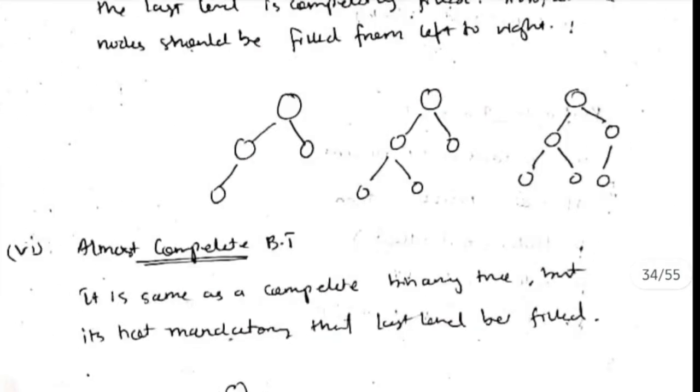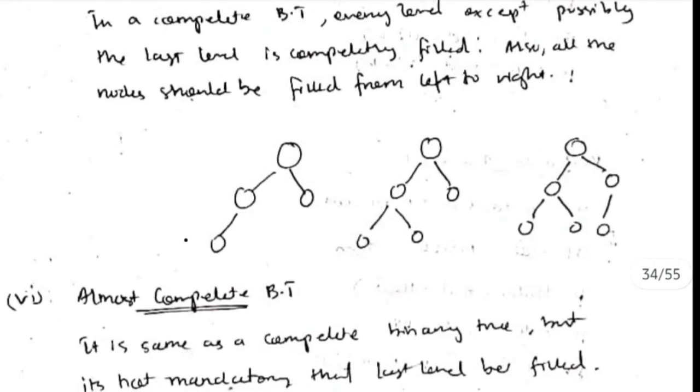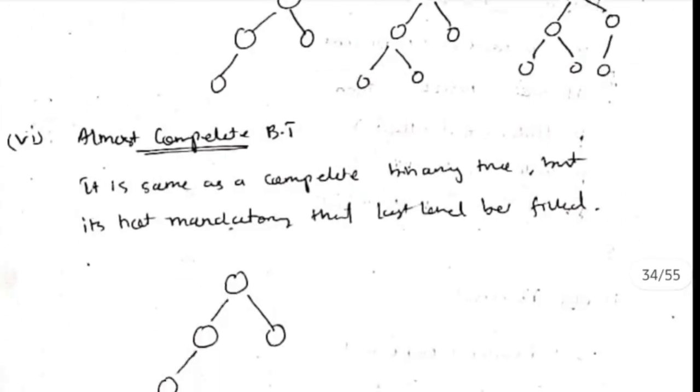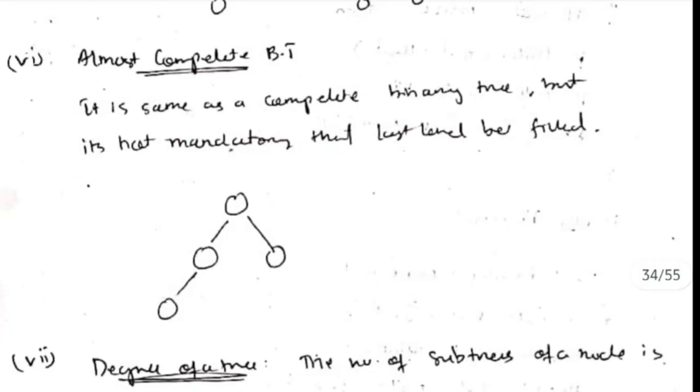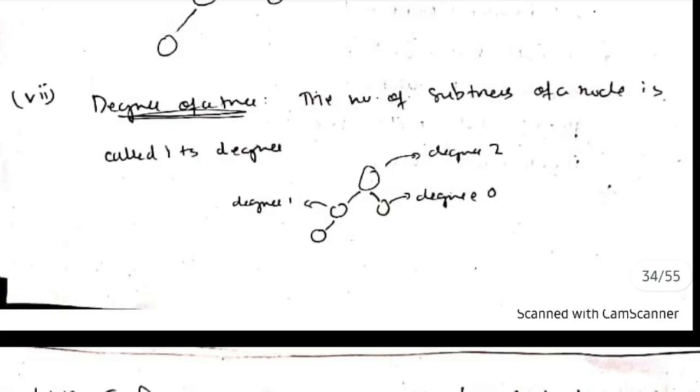And in a complete and almost complete binary tree, it's not mandatory that the last level should be filled, and the filling should happen from left to right. That's a complete binary tree, and almost complete is also similar to it, but a few technical differences are there. And the degree of a tree: the degree of the root node is 2 because it has 2 subtrees, the degree of this is 0 because it's a leaf node, and the degree of this is 1 because it has 1 subtree.